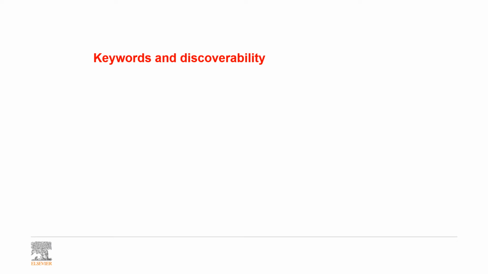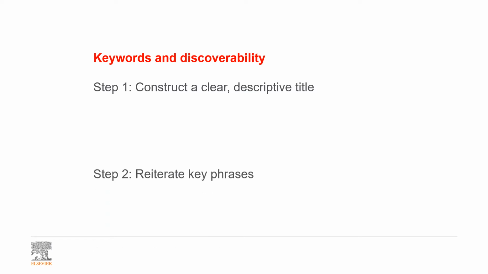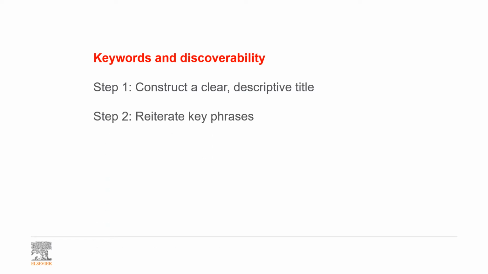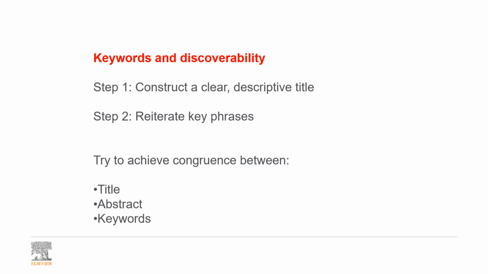I'm going to look now briefly at keywords and discoverability. First step is construct a clear and descriptive title. Reiterate key phrases. Try to achieve congruence in these between the title and the abstract and the keywords. And I'm just going to show you examples here of what I mean.